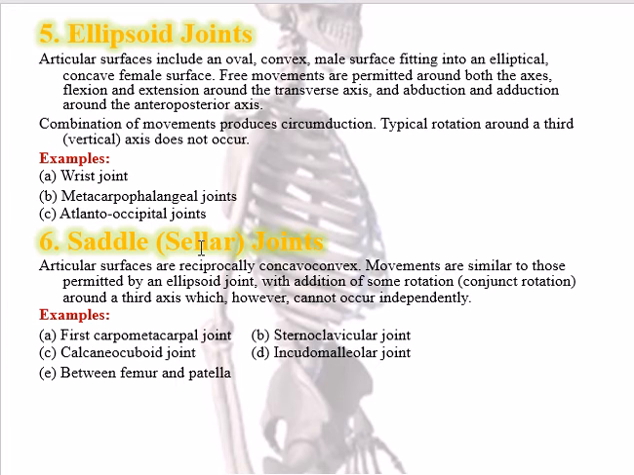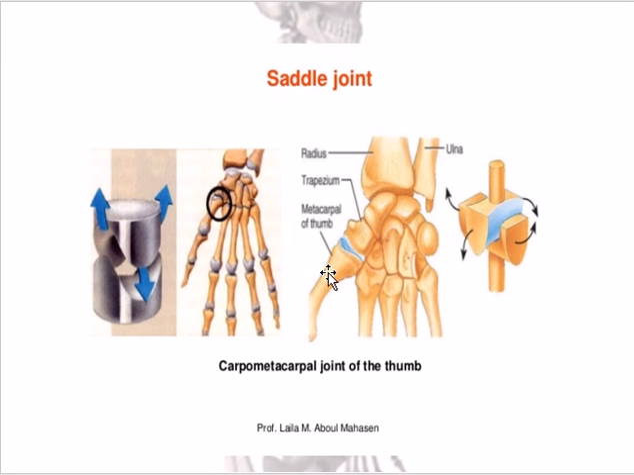Number 6. Saddle joints. Articular surfaces are reciprocally concave and convex. Movements are similar to those permitted by an ellipsoid joint, with addition of some rotation around the third axis, which however cannot occur independently. Examples of saddle joints: first carpometacarpal joints, then sternoclavicular joints, calcaneocuboid joints, incudomallear joints, and between femur and patella. These are all saddle joints. Look at these carpometacarpal joints of thumb.